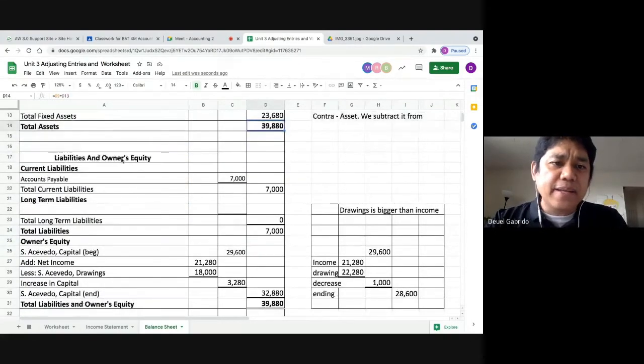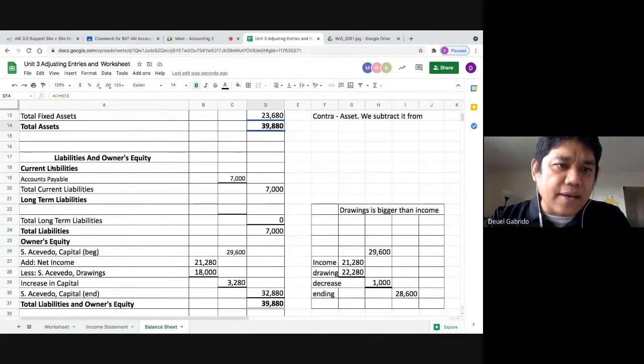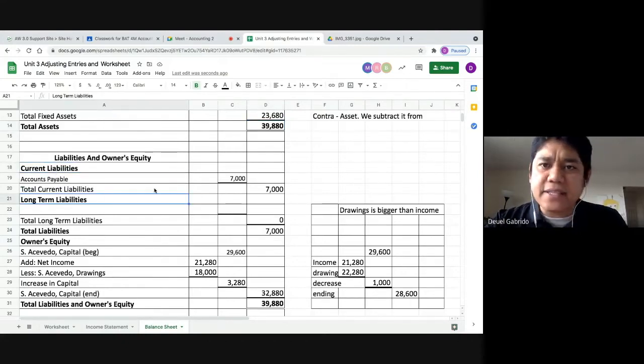So under liabilities and owner's equity, of course, ignore this table for now. Here, we also have the current liabilities and long-term liabilities. So let's define those two.